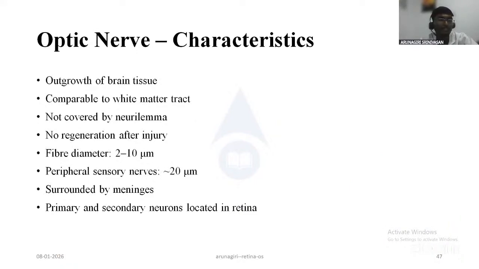Characteristics of the optic nerve: it is an outgrowth of brain tissue comparable to a white matter tract. It is not covered by neurilemma. There is no regeneration after injury. Fiber diameter is 2 to 10 micrometers, whereas peripheral sensory nerves are almost 20 micrometers. It is surrounded by meninges. Primary and secondary neurons are located in the retina.